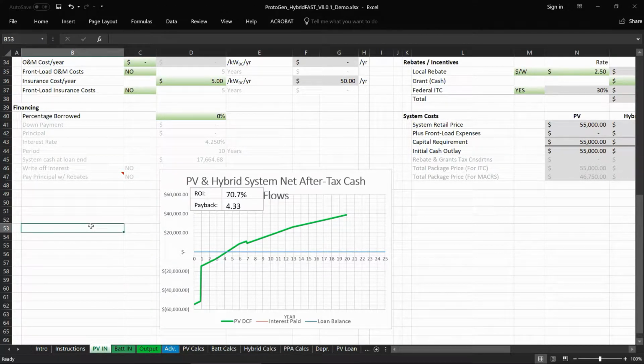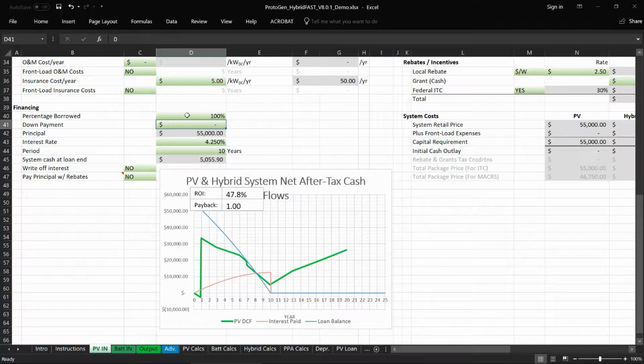So now let's look at the financing. Let's say, for instance, Bill, living in his house, can get a home equity line of credit. What's that going to look like? Let's assume that he wants to take a loan out on the entirety of this system. So all you have to do to model that is put in 100% borrowed.